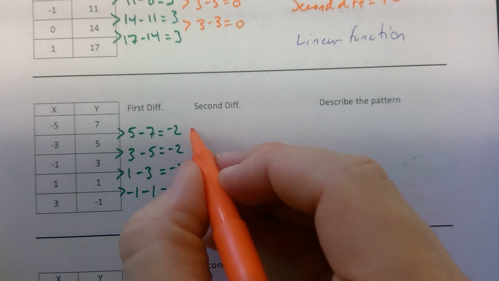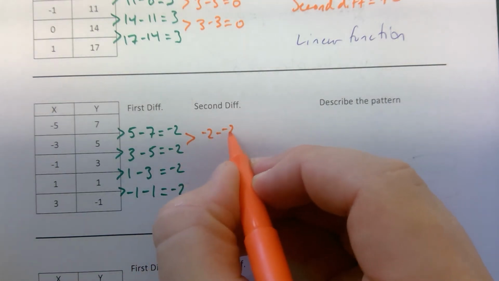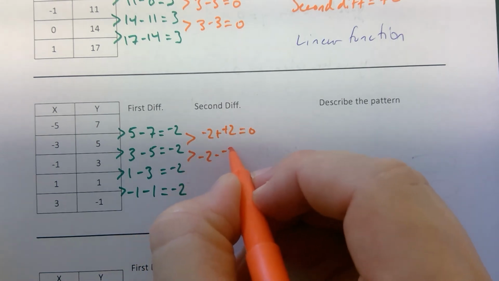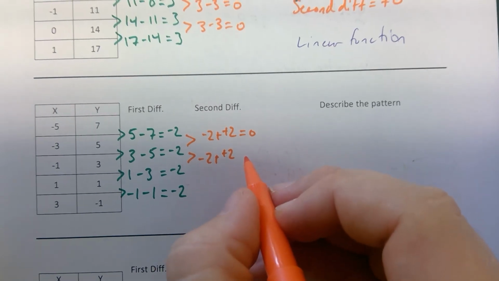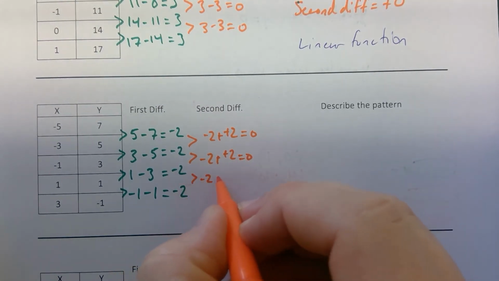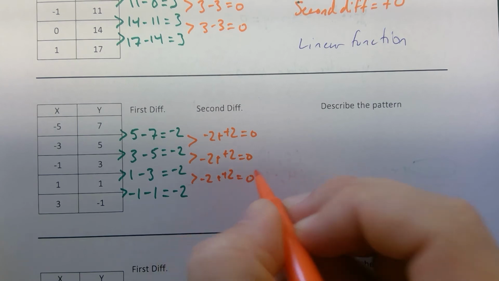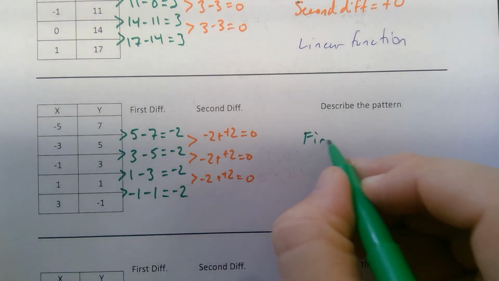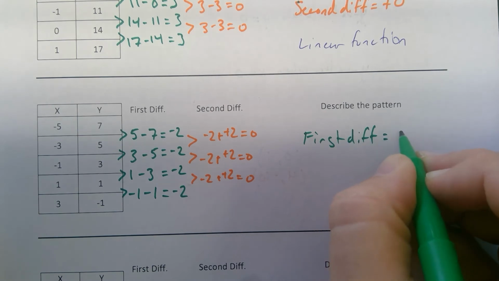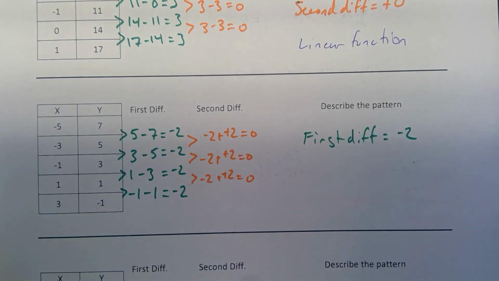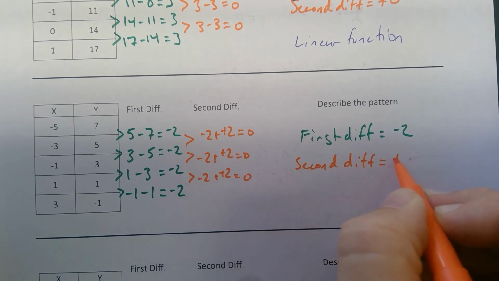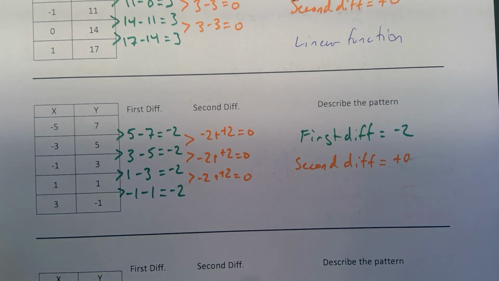All right, now let's do it again. Second difference, so -2 minus -2, so -2 plus 2 is 0. -2 minus -2, or -2 plus 2 is 0. And do it again, it's still 0. So what type of function must that be? Hopefully you said linear. Our first difference equals -2. Our second difference equals +0. So that is a linear function.